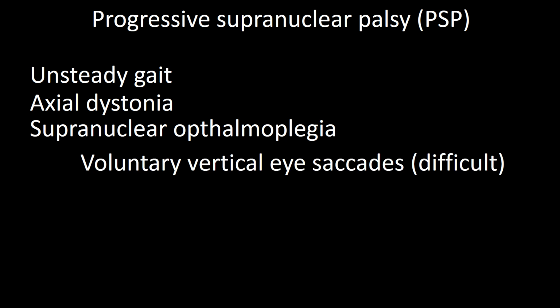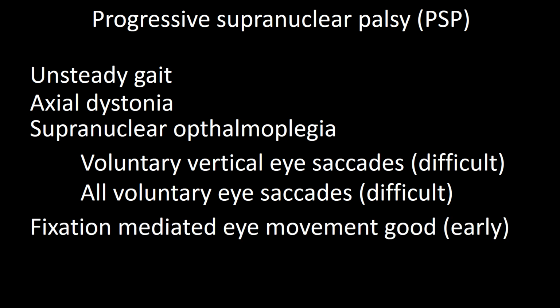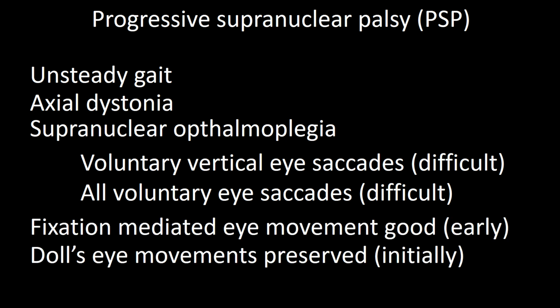Initially, vertical movements are affected. First, it is hard to look down, later it is hard to look up, then it becomes impossible to look up or down. This is followed by involvement of voluntary lateral eye movements. This is the stage that defines the condition. Although initially fixation-mediated movements and eye movements while on a fixed target are preserved, they may also go, and the eye becomes fixed in primary position. It is at this stage that the patients with PSP develop signs of pseudobulbar palsy.